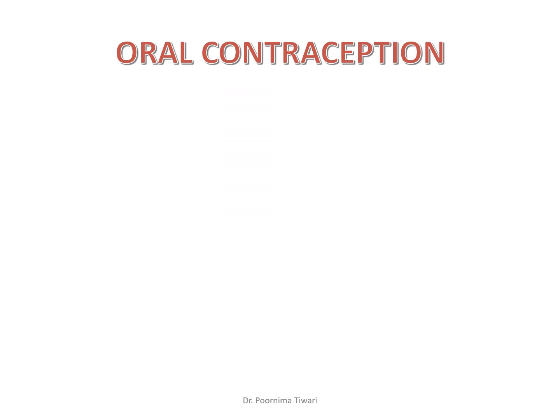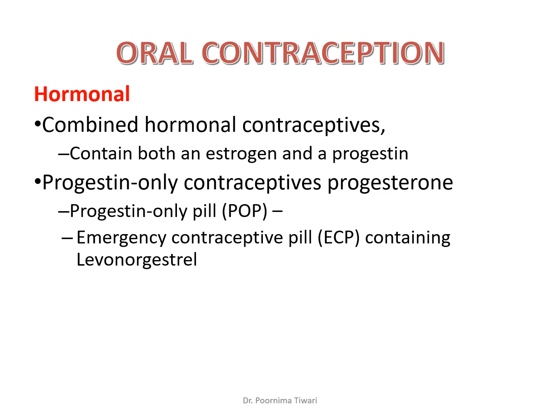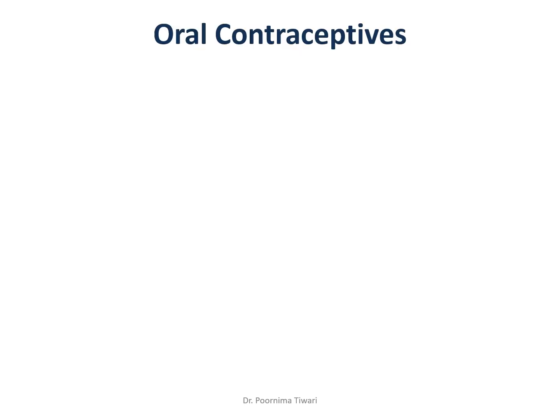Oral contraception means consuming the contraceptive orally in the form of pills. Can be hormonal. Hormonal can be combined hormonal contraceptives, that is which contain both estrogen and progesterone. Progestin only contraceptives, also known as progestin only pill or POP. Emergency contraceptive pills are also high dose progesterone only. Non-hormonal oral contraception contains centchroman.